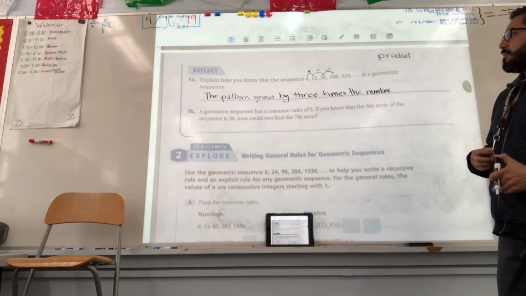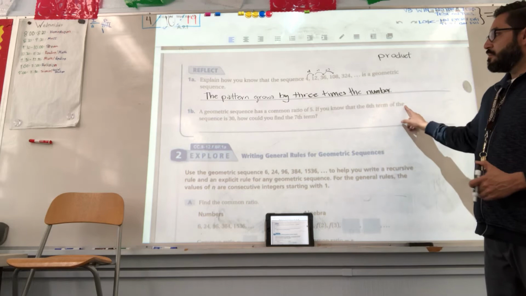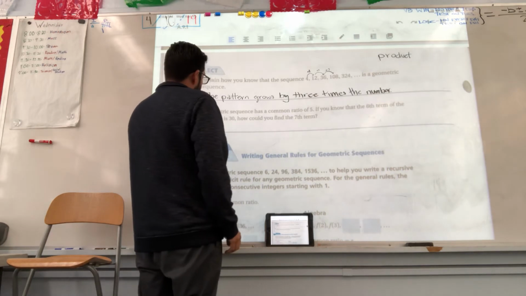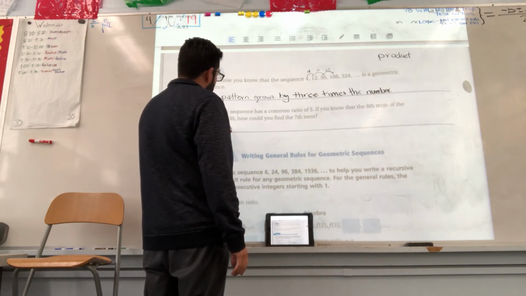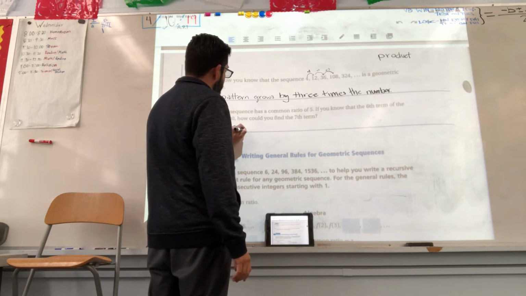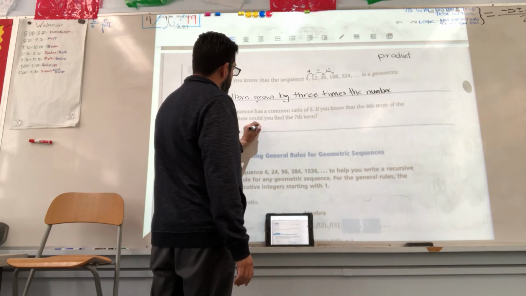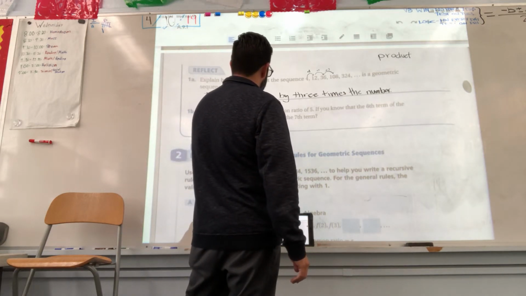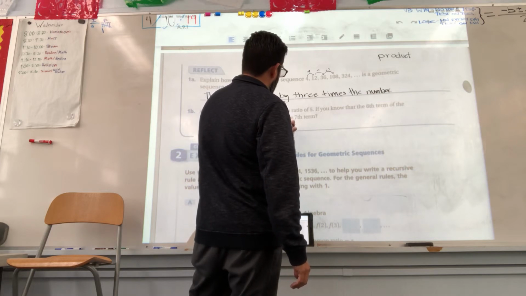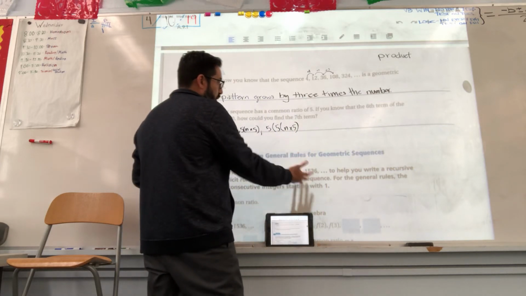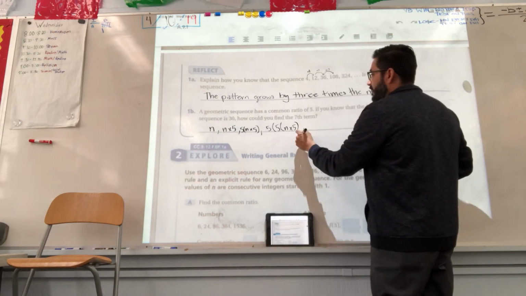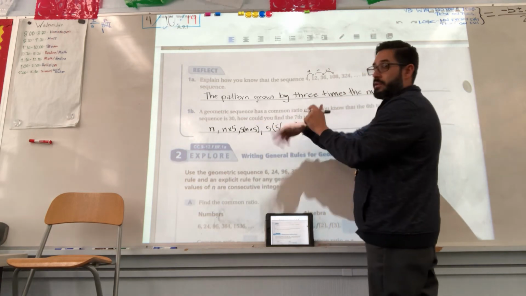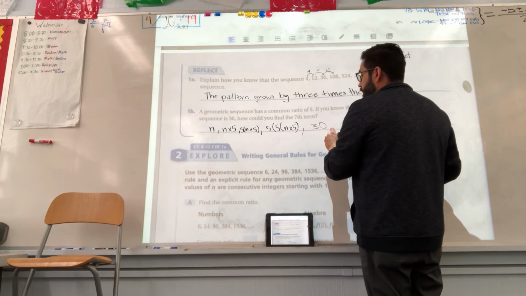A geometric sequence has a common ratio of 5. If you know that the 6th term of the sequence is 30, how can you find the 7th term? All right, so that means that we have n, and then the next one is n times 5, and then the next one is n times 5 times 5, and so we're just growing. But we don't need all this because we know the 6th term. We'll just do 30, okay?